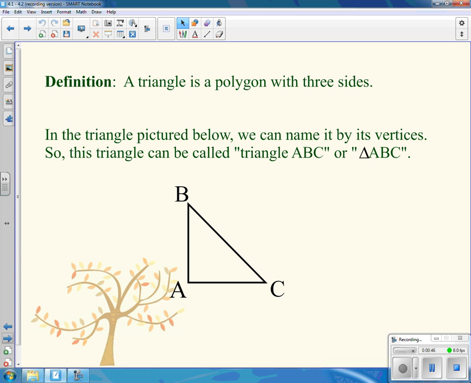In the triangle I have pictured below, we can name it by its vertices. So we can call this triangle ABC, or we can also use the symbol for triangle in front of the letters ABC. Now, the order of the letters doesn't matter. You just have to make sure you have all three and they go in corresponding or consecutive order around the triangle. So another potential name for this triangle is triangle BCA, or we could have called it triangle ACB. The point is just to have a proper name for it so that we can identify it in a diagram.